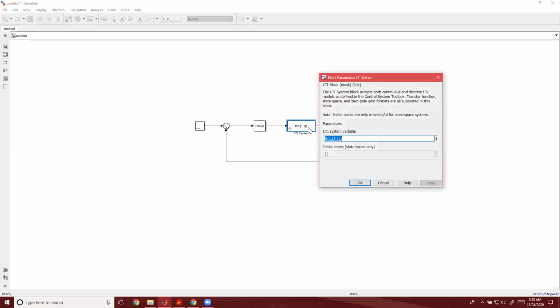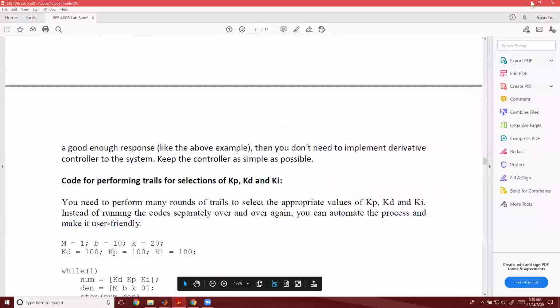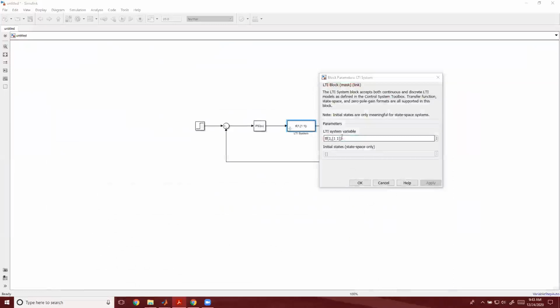What's our transfer function? Can anyone tell me? Numerator is 1. What's the denominator? What's our spring damper system transfer function? It's 1, 10, and 20.